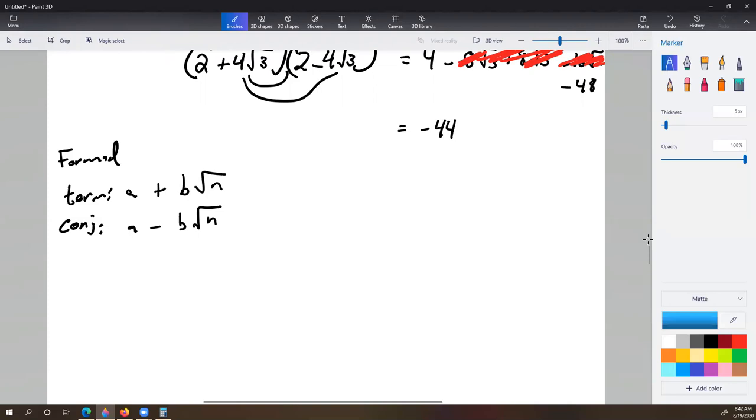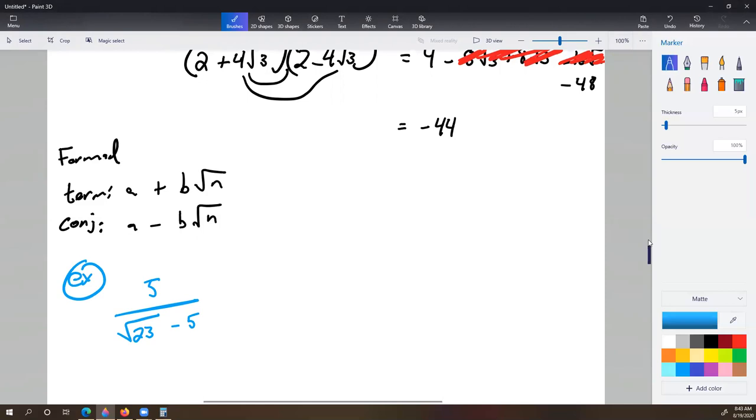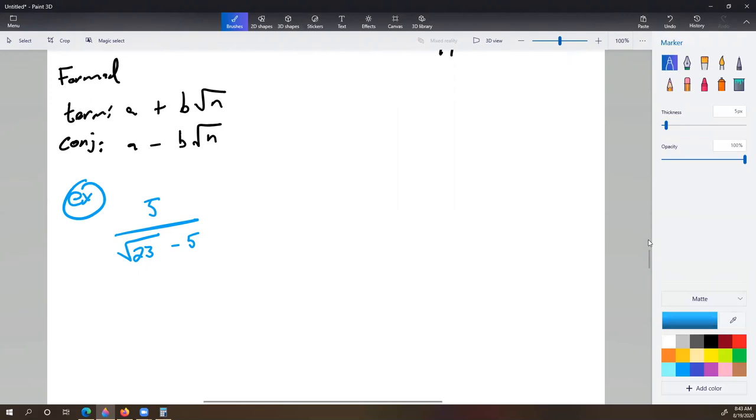And that example is going to look like 5 divided by the square root of 23 - 5. So the first step is we want to rewrite that bottom of the fraction, that denominator of the fraction.